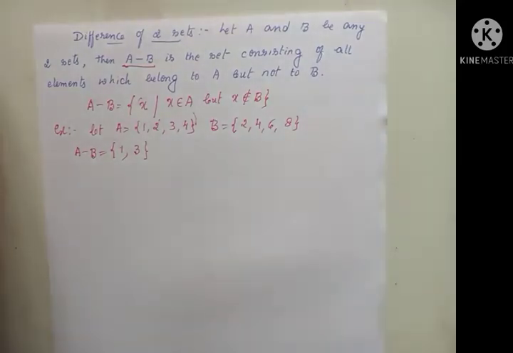So A minus B is the collection of all elements which belong to the first set A but do not belong to B.